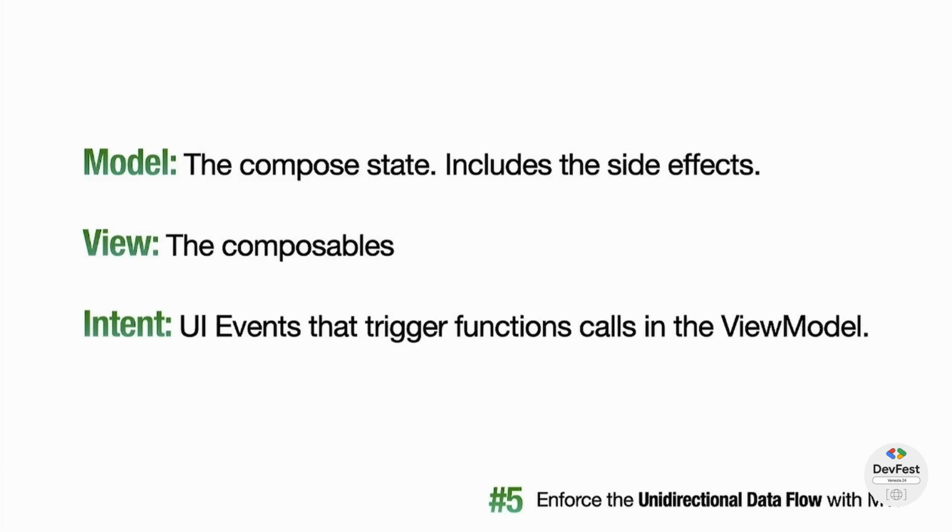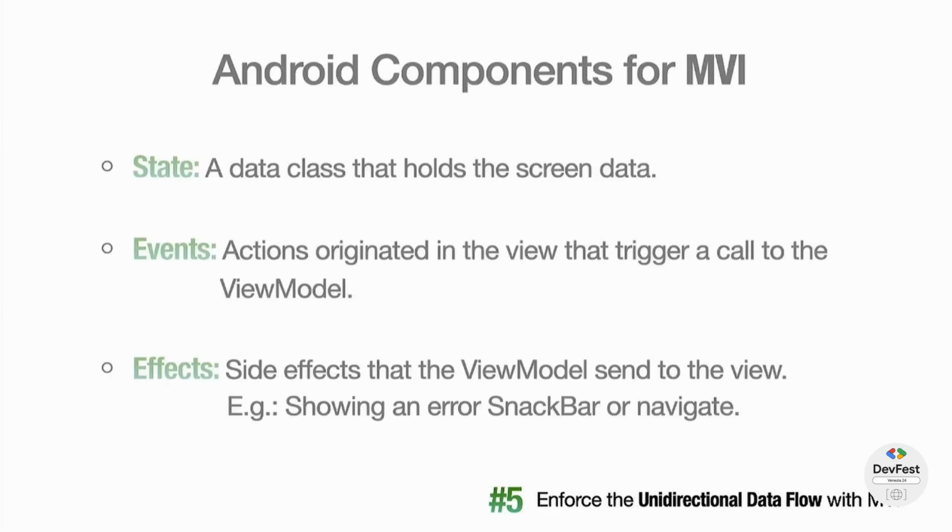Then the V is for view, which is the composables, right? And then the intent, as I explained, is UI events that trigger function calls in the view model. This one in the code, I call it events to remove the ambiguity with the Android intent. You know that in Android, intents are a specific class that we use for specific things. So I call it events to avoid confusion there.